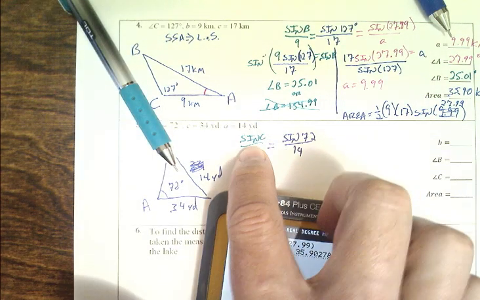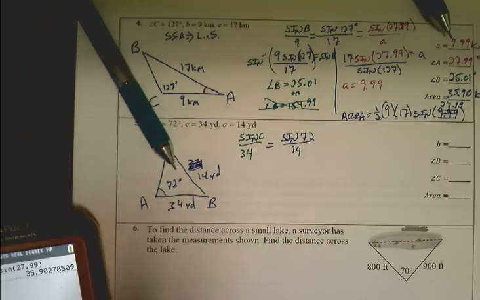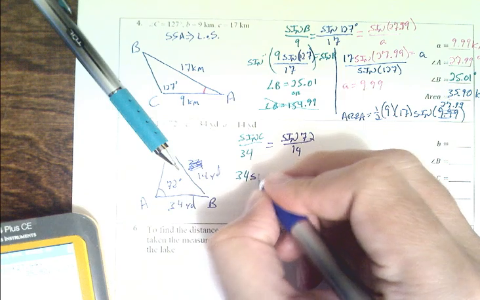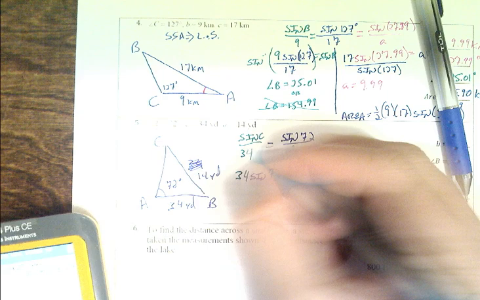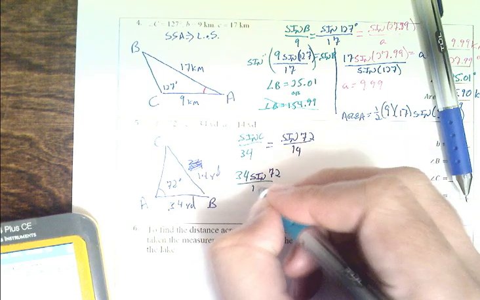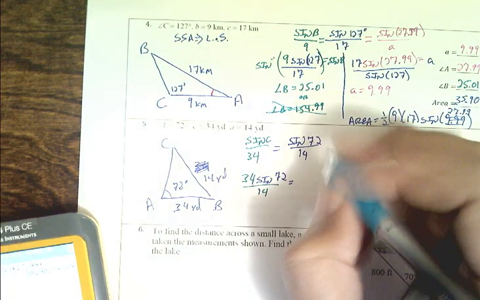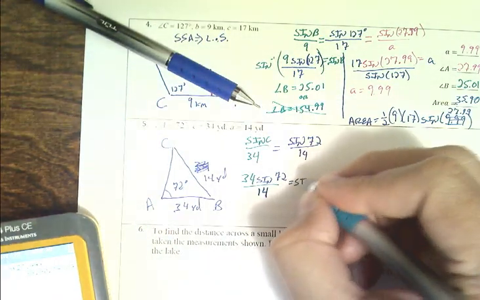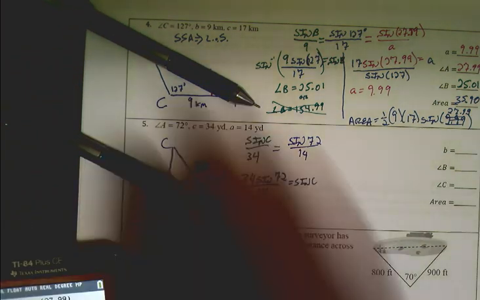So let's cross multiply here. 34 times sine 72 divided by 14 is equal to sine C. So we take inverse sine of both sides.